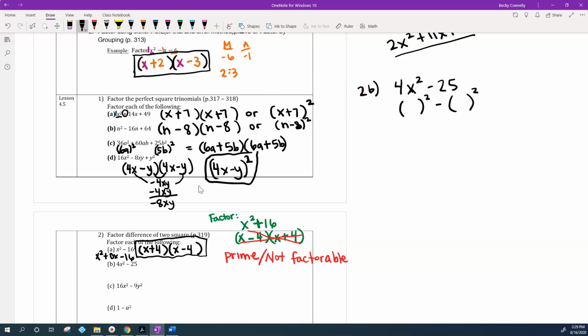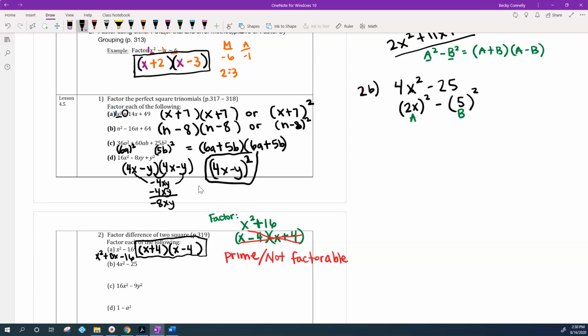All right, so when I'm thinking of this, what times what gives me 4x squared? Well, that would be 2x times 2x is 4x squared. What times what is 25? That would be 5. Okay, so when you think about it, if you have a squared minus b squared, that's always going to factor to be a plus b times a minus b. So it always factors this way. And so if you know what your a and your b are, then factoring this is pretty simple. So I'm going to call this my a and this my b.